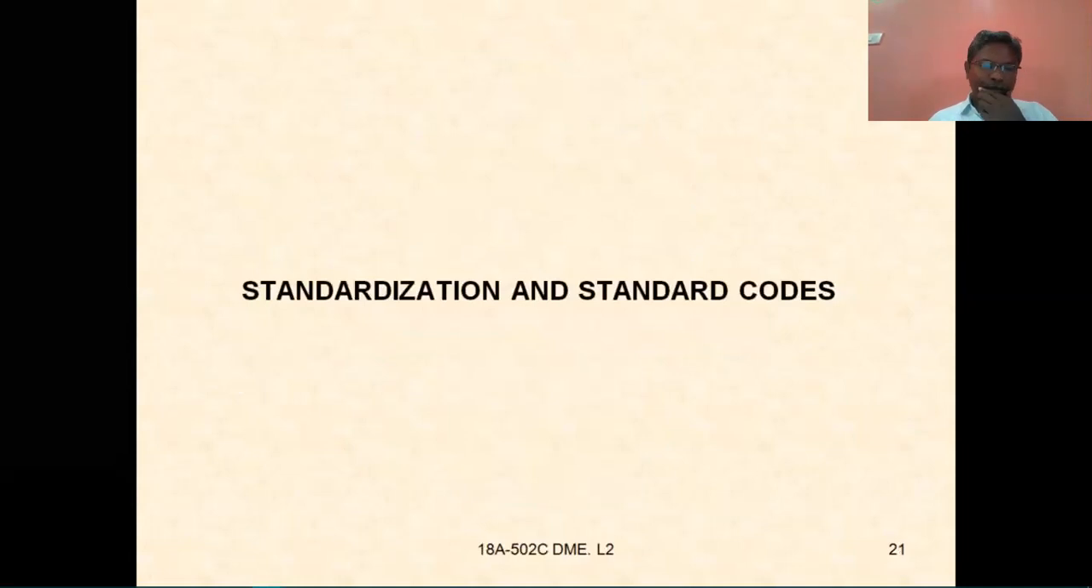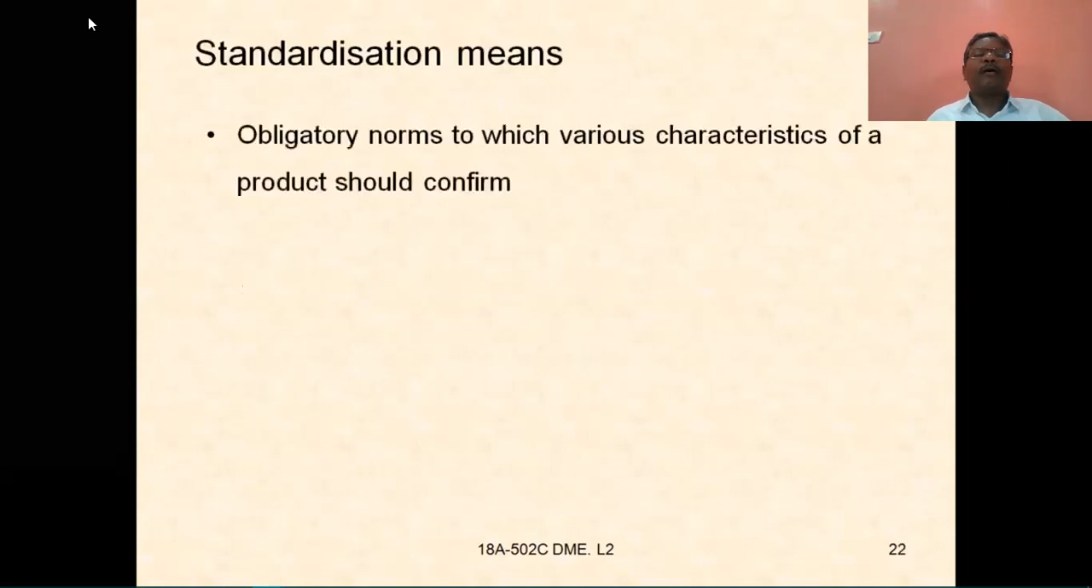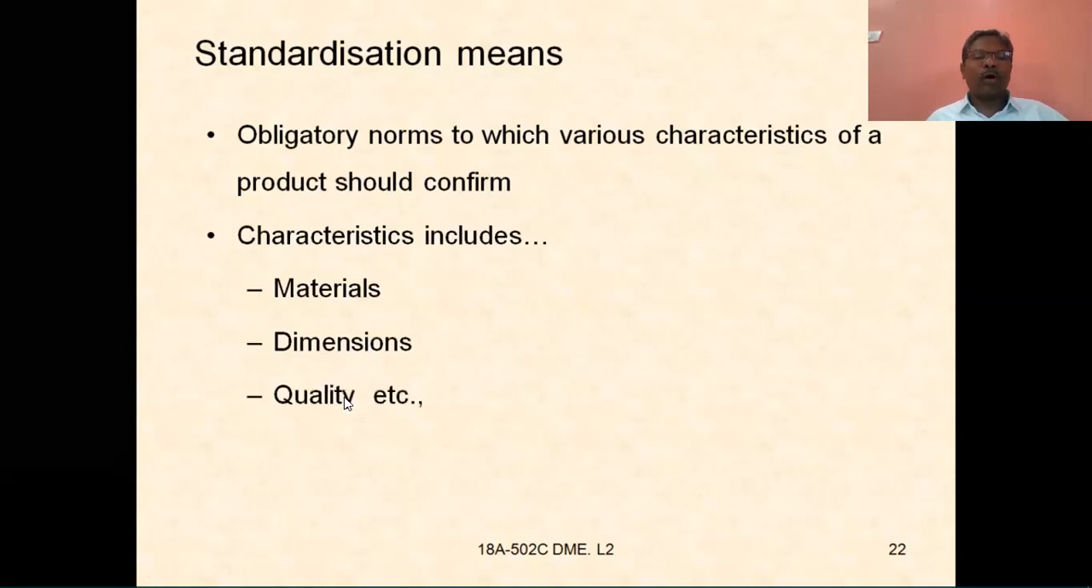So next is standardization and standard codes. What are the standard codes available internationally and nationally, and why is standardization needed? Let us see. Standardization means obligatory norms to which various characteristics of a product should conform. And the characteristics include materials, dimensions, quality, etc.